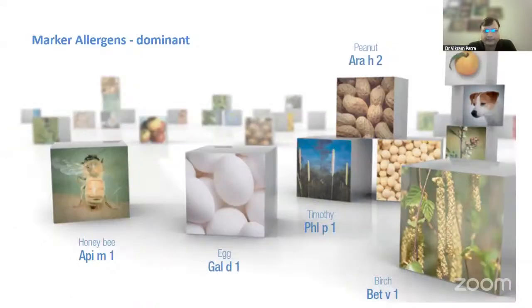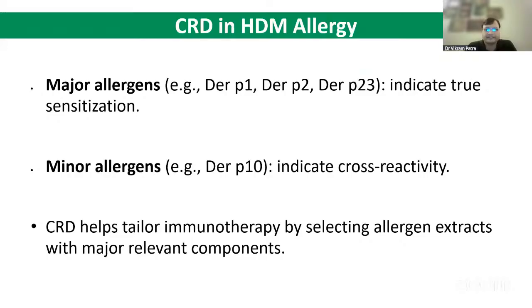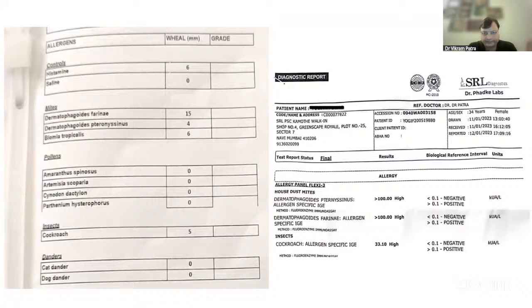For that, we need to know about the major allergens or the marker allergens of each allergen source. For example, when it comes to house dust mite allergy, major allergens are DERP1, DERP2, DERP23. They indicate true sensitization. Whereas DERP10, which is tropomyosin, indicates cross-reactivity. So CRD helps tailor immunotherapy by selecting allergen extracts with major relevant components. So let us go through the case.